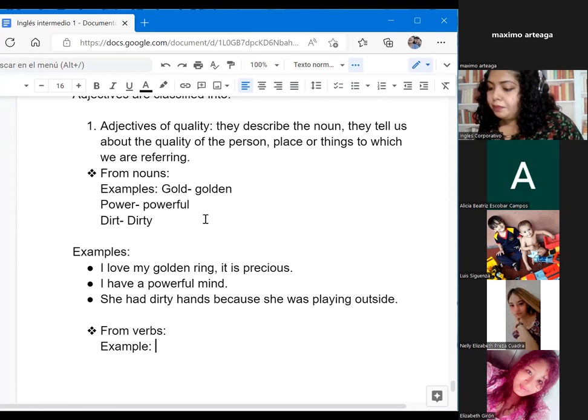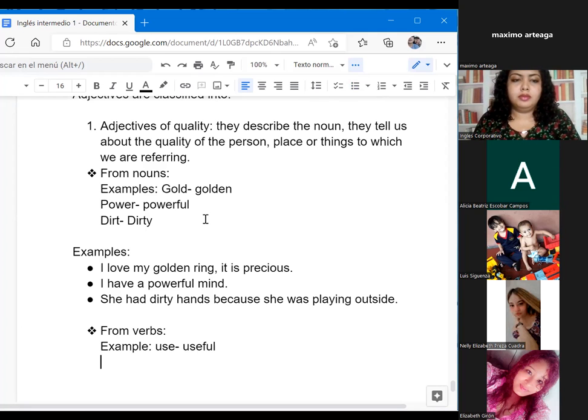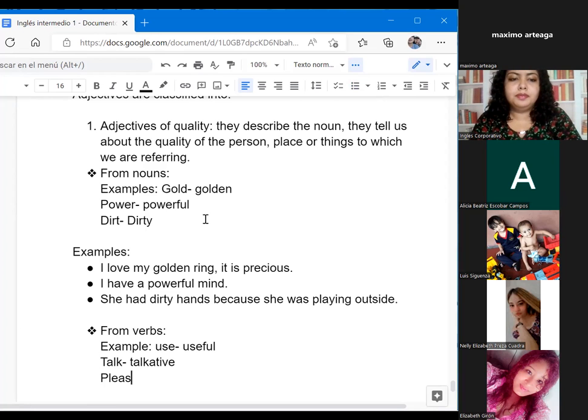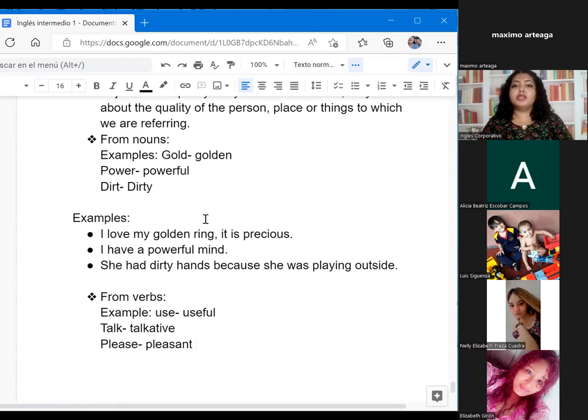We have the first one: use. Use, that is a verb, usar. Then we have the adjective useful. Then we have talk, talkative. Alguien que habla mucho, ¿verdad? And please, pleasant. Algo placentero. So in that case, also we are going to create adjectives from the verbs.